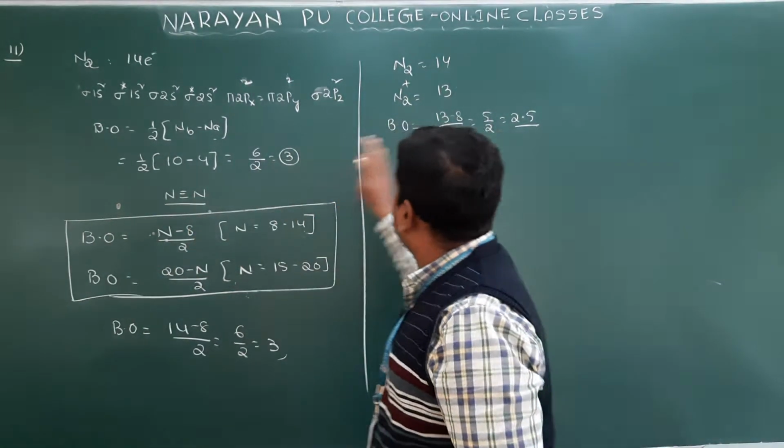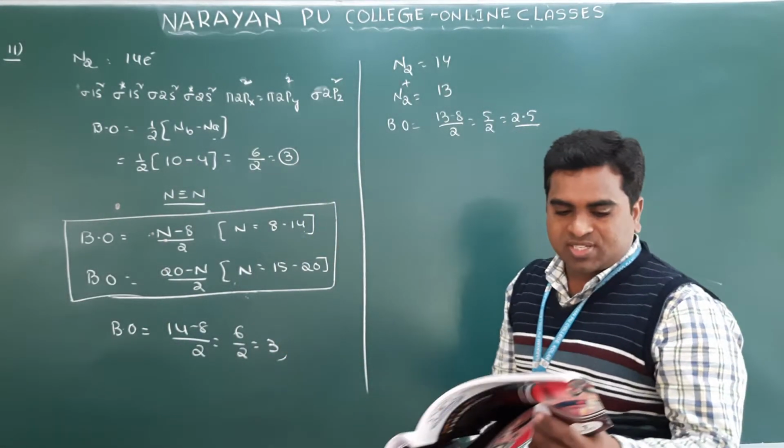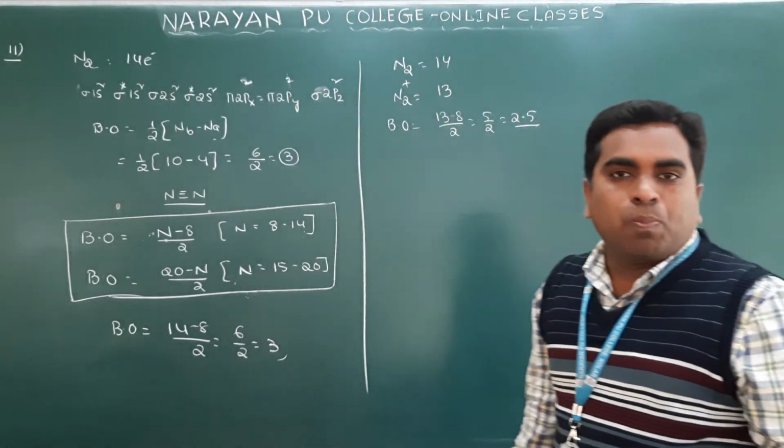Three bonds are there here, 2.5 bonds are there here. You have to break them, so you have to put a lot of energy there. So that's why the first one is correct. O2 has lower dissociation energy than O2 plus.